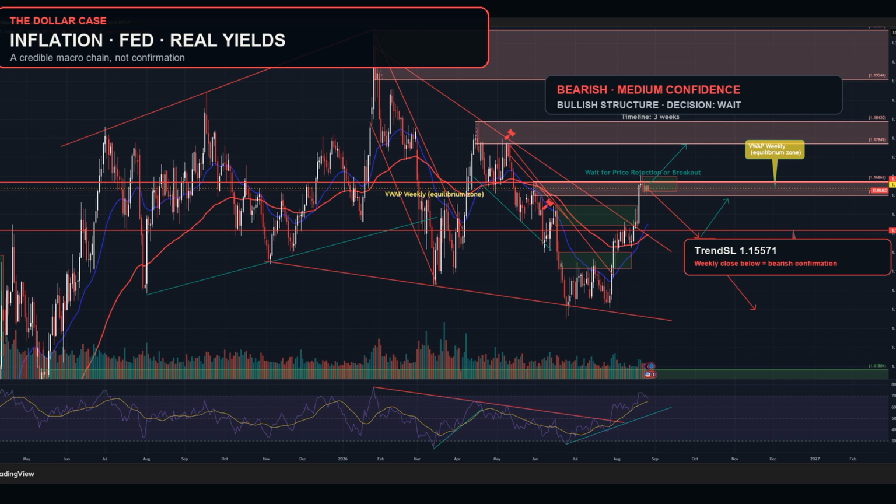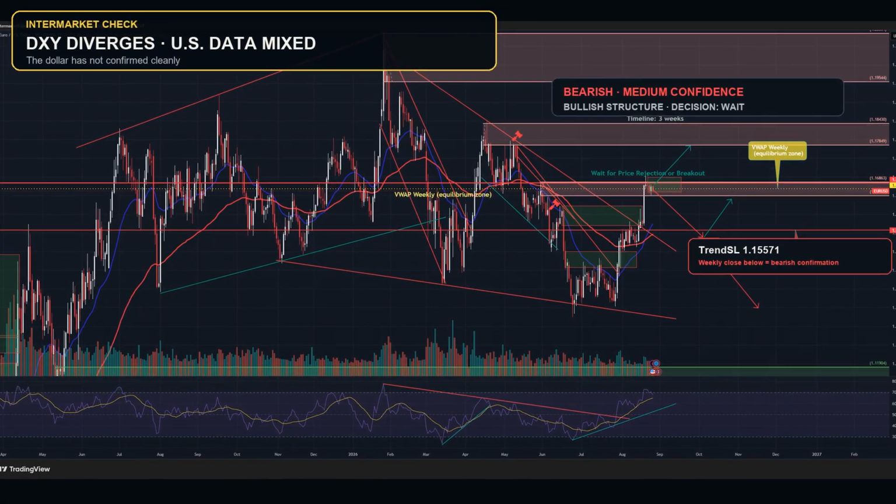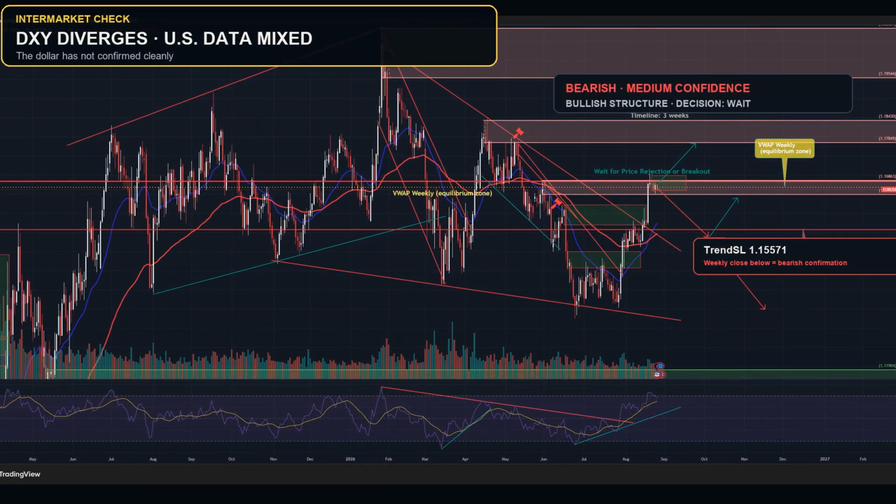The intermarket check, however, refuses to give the bearish case a clean pass. The dollar index still carries a low-confidence bearish bias, while the euro-dollar technical structure remains bullish across the daily, weekly, and monthly timeframes. Recent U.S. data are also mixed. Consumer confidence and the Richmond Fed Manufacturing Index missed expectations, while new home sales were slightly stronger than forecast. Dollar-supportive inflation and Fed signals are therefore competing with softer growth indicators and a currency chart that still points higher.